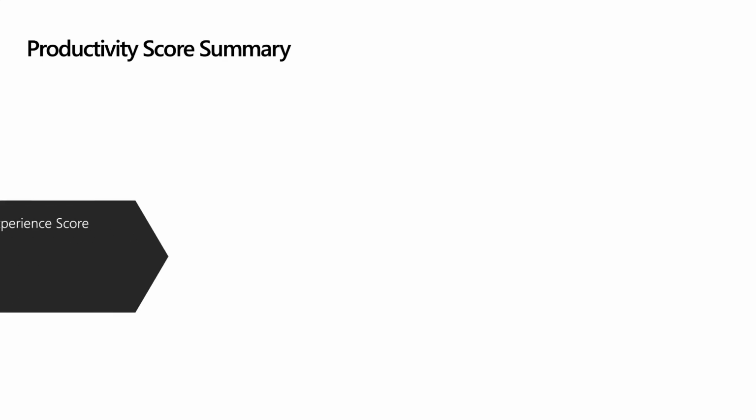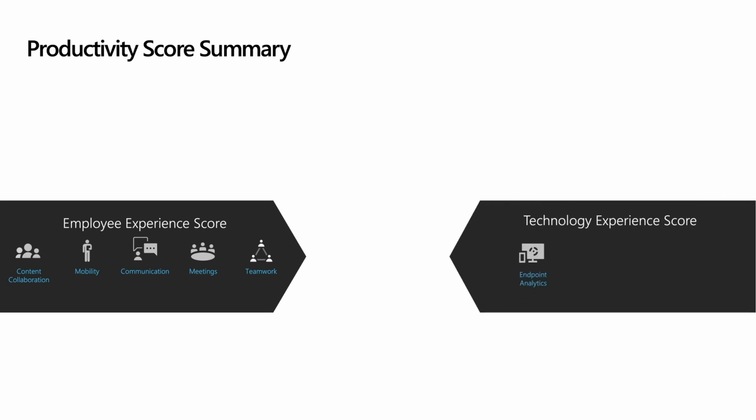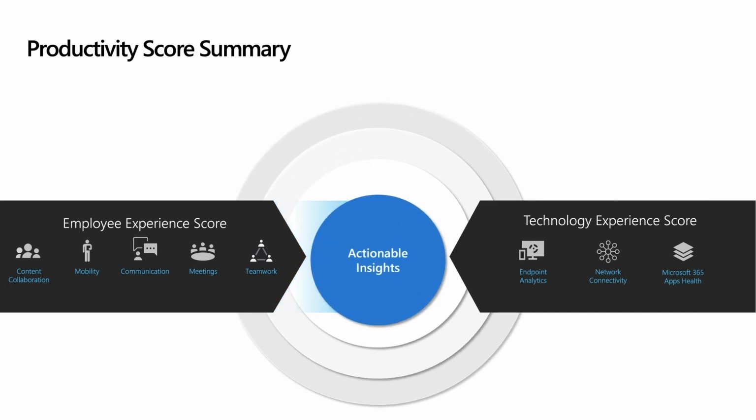Productivity score gives you insights that transform how work gets done, and it's made up of two areas that each have a score. The employee experience shows you how Microsoft 365 is helping to create a productive and engaged workforce by providing information on content collaboration, mobility, communications, meetings, and teamwork. The technology experience helps you to ensure that the technology you provide gives everyone a high-performant and up-to-date experience so they can be as productive as possible, focusing on your endpoints, network connectivity, and Microsoft 365 app health. Both experiences provide actionable insights that stand on their own and have interplay with each other.